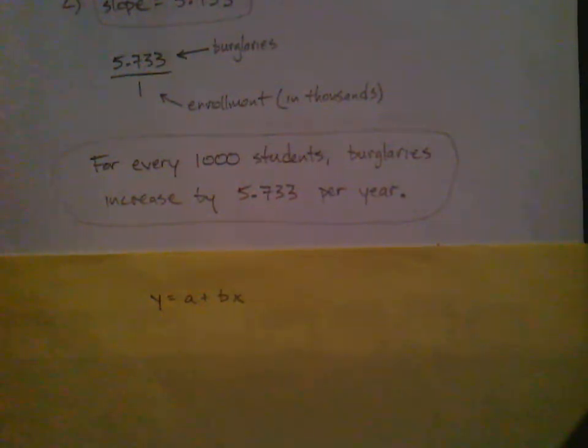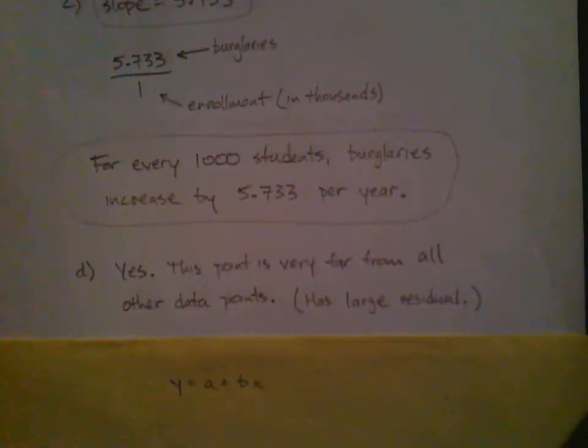Okay, so Statcrunch is going to come in handy again here. I recommend go into Statcrunch in your original 2 columns and put in that new data point, enrollment 33 and 200 burglaries, and go and look at your scatter plot again and see how it changed. And you'll see that when you put that new point in, it's way above the line. Or it's way above the other data points, I should say. Way up there. So my argument is yes, this point is very far from all the other data points.